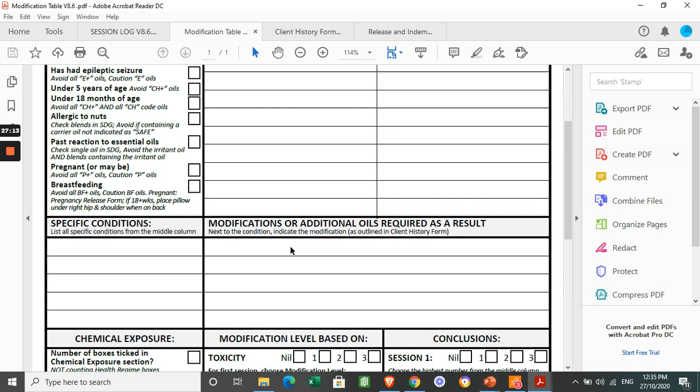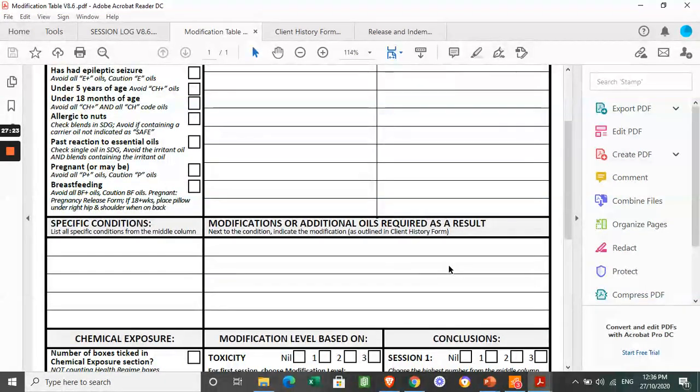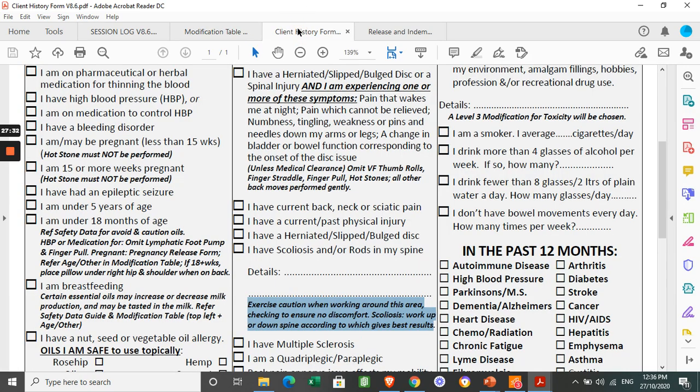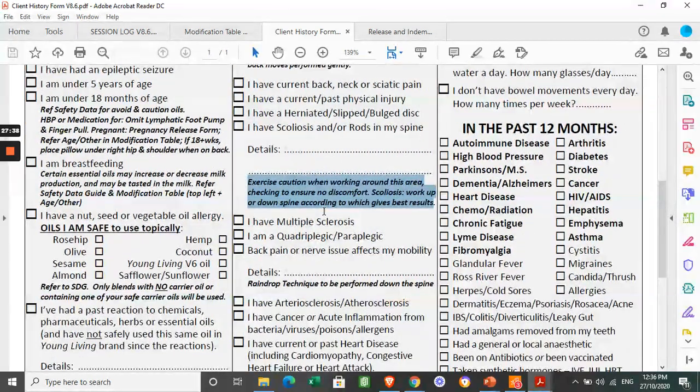Scoliosis, working up the spine to see for the results. Could be written down here in additional details. All right? So make the decision, but obviously we want the modification to be written word for word. It's part of ensuring that the safety protocols of these forms are followed to the letter, which ensures that your insurance will keep you covered at all times.